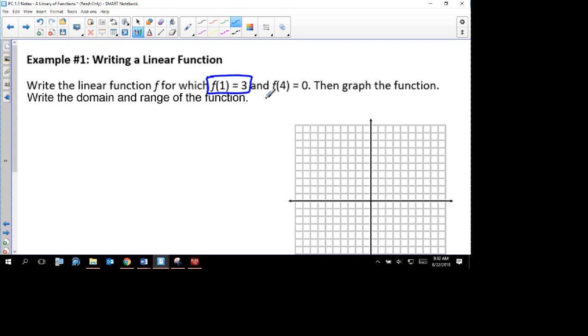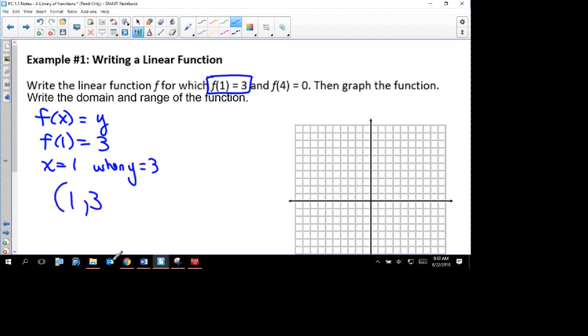What do you know about f of x? What is f of x? It's the y, is that what you said? Okay. It's y. So if I know that f of x equals y, and here they've told me f of 1 equals 3, what is x when y is what? So I have an ordered pair, 1, 3.